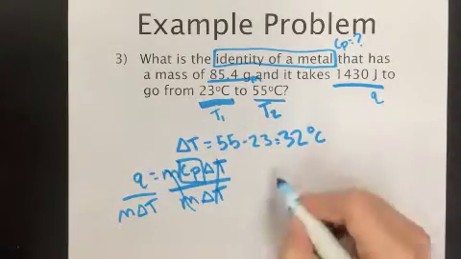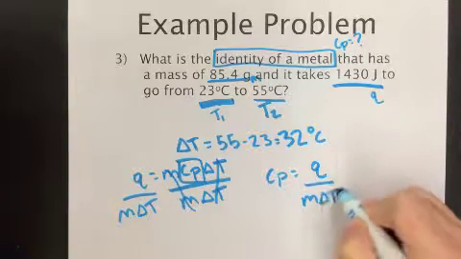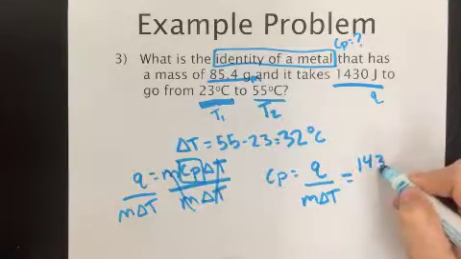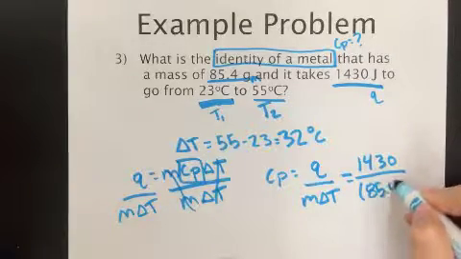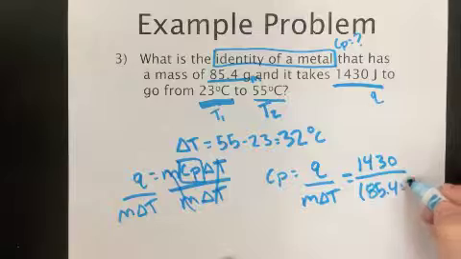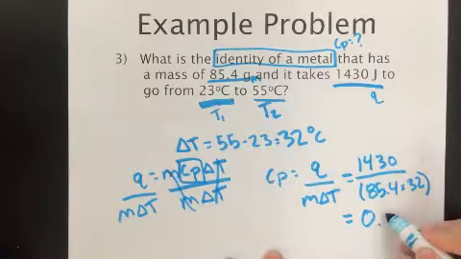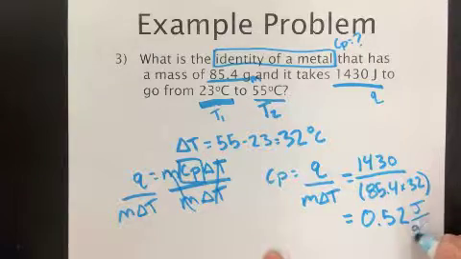They go away over here. So you're left with Cp equals Q over m delta T. And now we just plug in. So 1,430 divided by 85.4 times 32. And you should get 0.52 joules per gram degrees Celsius.